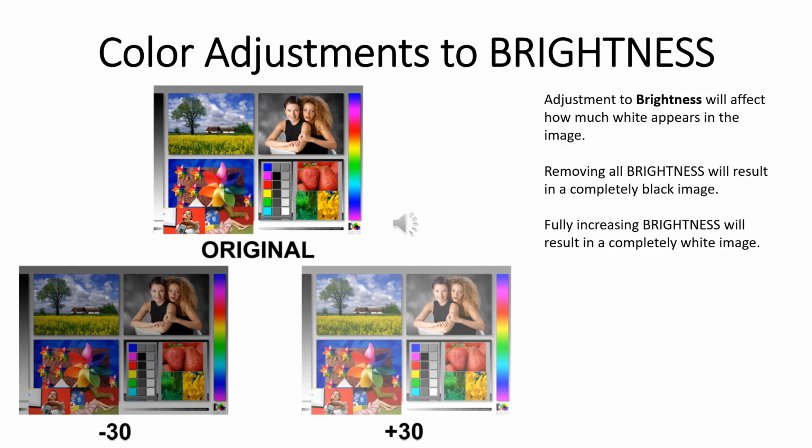In this image, we can see a change to the brightness of an image. The -30 value of the image had the brightness removed by 30. You can see that it makes a big difference in the image. It looks quite dark and dirty. On the +30 image, what you're doing is increasing the brightness to the point where the image actually looks washed out.